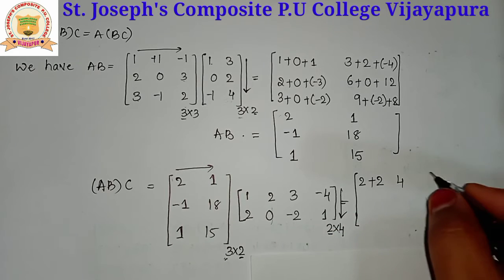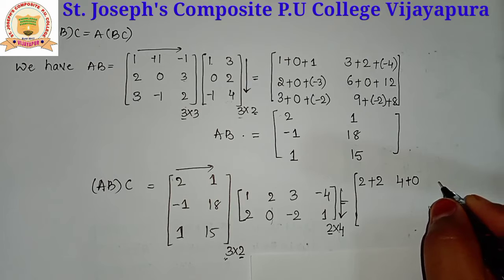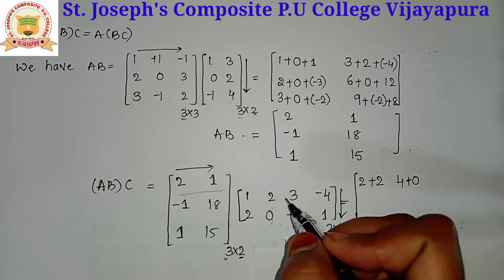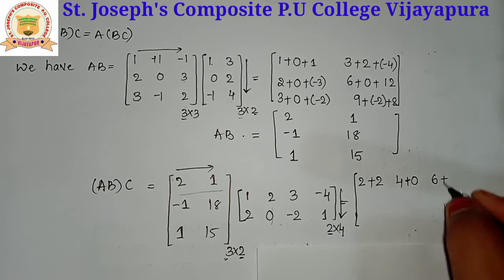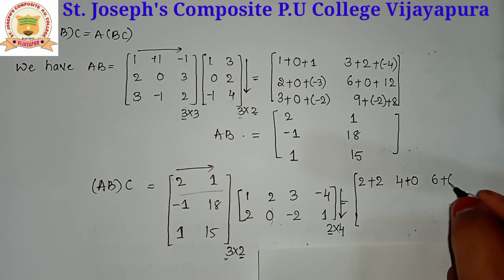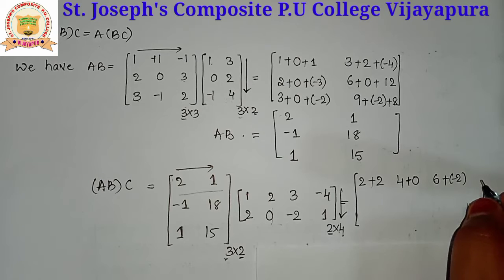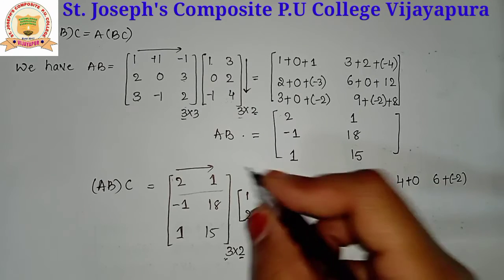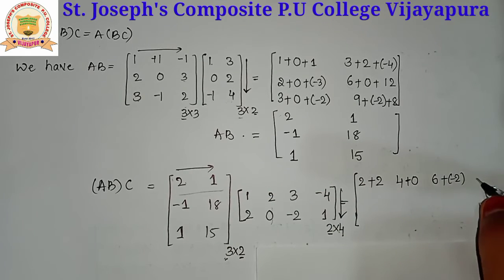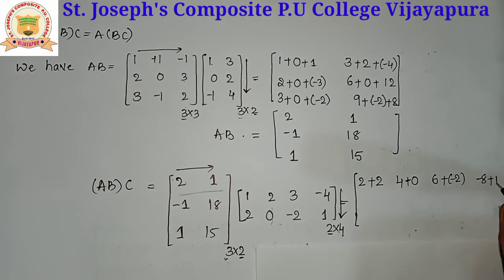1 into 0 is 0 plus 0. Our next element will be A13, which means first row, third column. So 2 into 3 is 6 plus 1 into minus 2 is minus 2. Our next element will be A14, that is first row, fourth column. 2 into minus 4 is minus 8 plus 1 into 1 is 1.